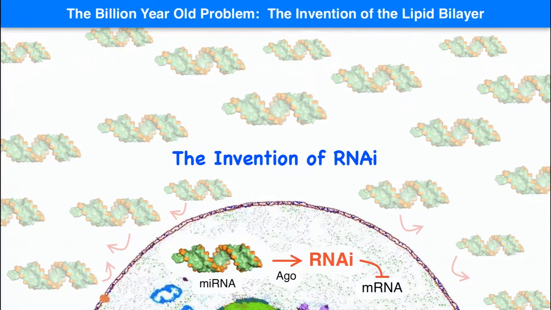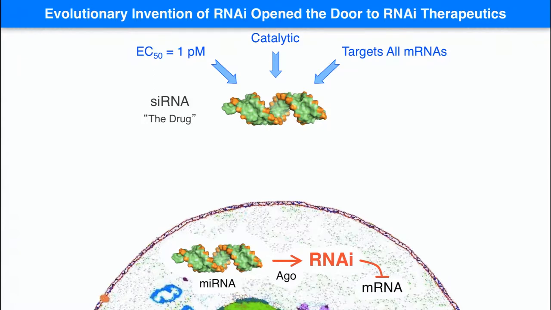So RNAi serves an incredibly important role from algae and fungi all the way up the food chain to humans. And what this allowed us to do as biochemical scientists is that this now becomes a potential therapeutic. And it's an amazing therapeutic. It has unbelievable properties that I'll go through right now.